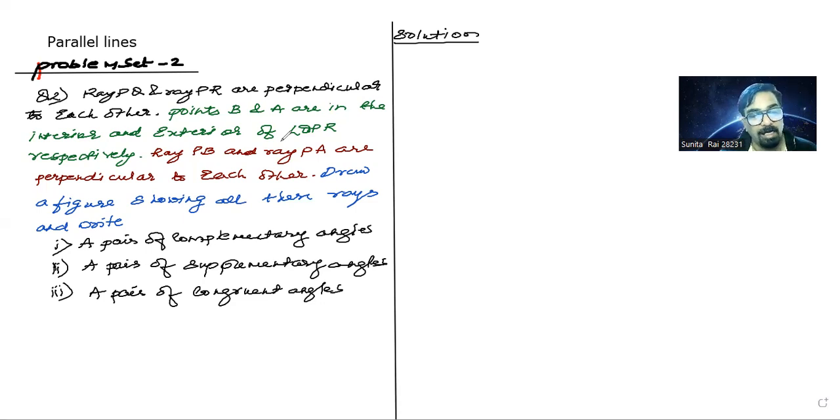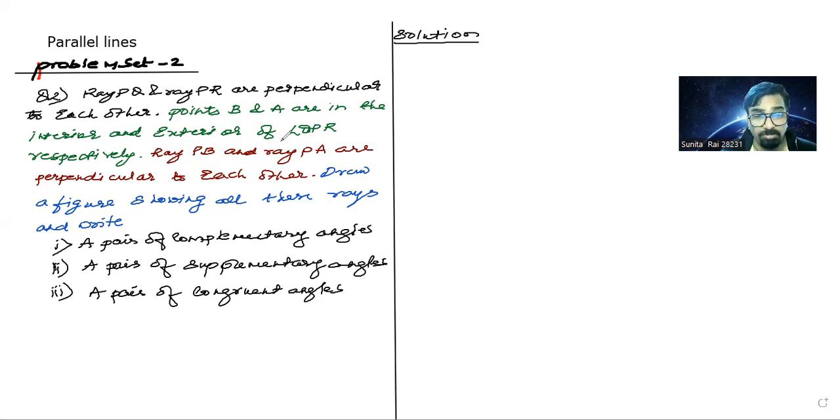Points B and A are in the interior and exterior of angle QPR respectively. Ray PB and ray PA are perpendicular to each other. Draw the figure showing all these rays and write, okay?